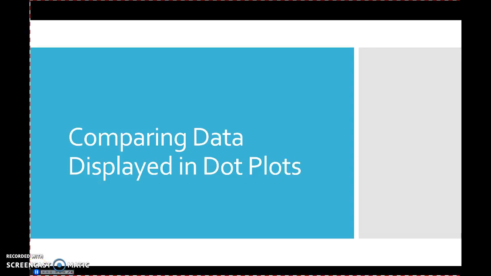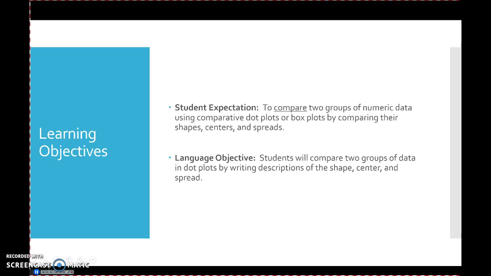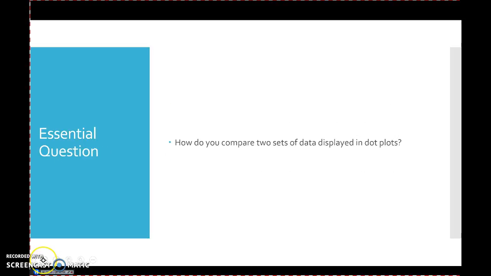Okay, so today, guys, we're going to be comparing data displayed in dot plots. So we've already taken a look at it this week, but we're going to dig a little deeper. So we're going to compare two groups of data in dot plots by writing descriptions of the shape, center, and spread. Don't worry, you'll find out what all these things mean. So the essential question that we're working to answer today is, how do you compare two sets of data displayed in dot plots?